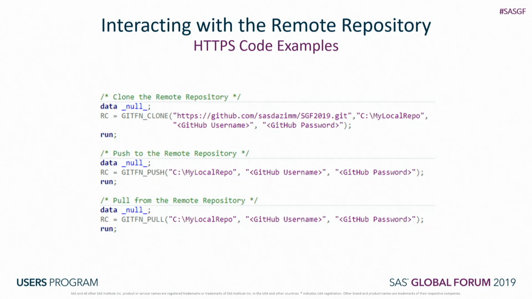Pull and push, they already know about the remote repository, and so all you need to provide is the local repository path and then the credentials.